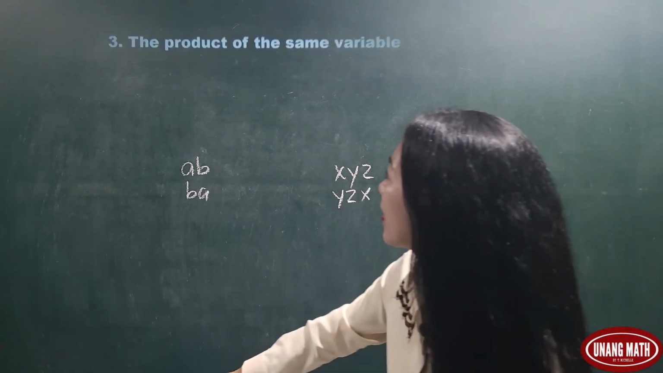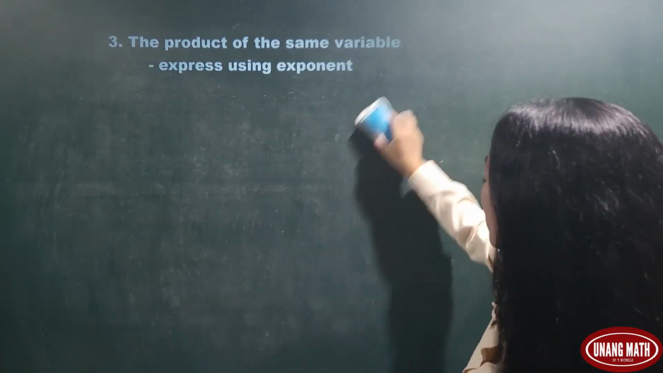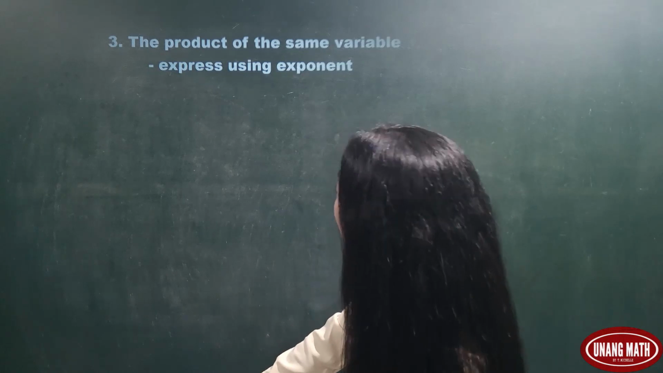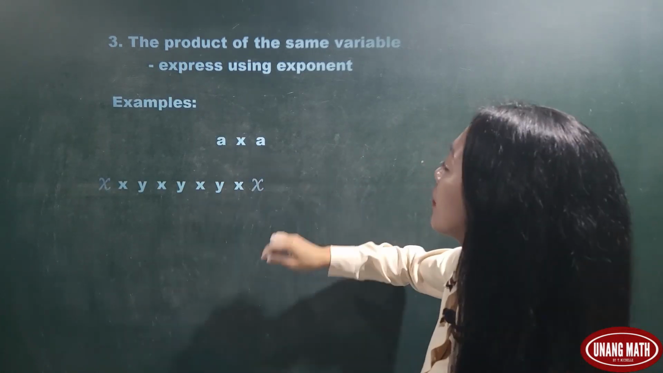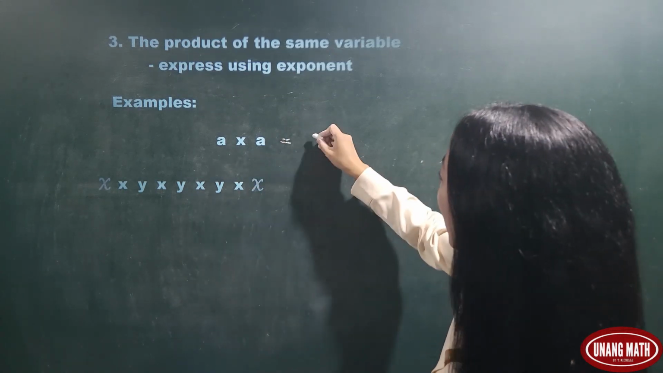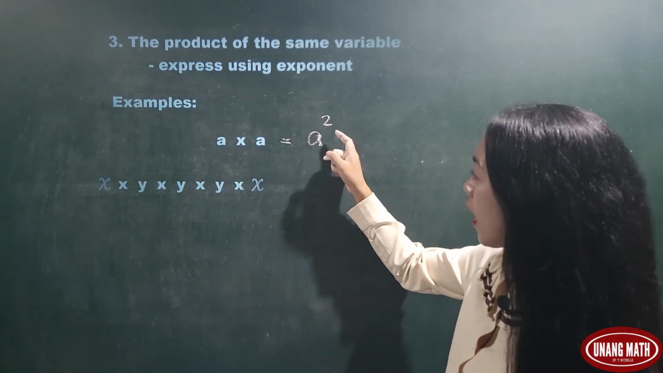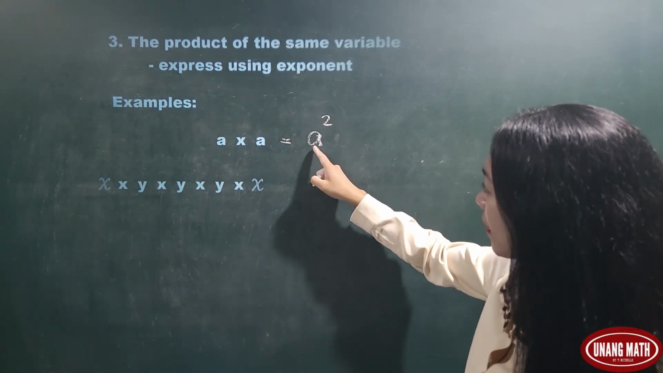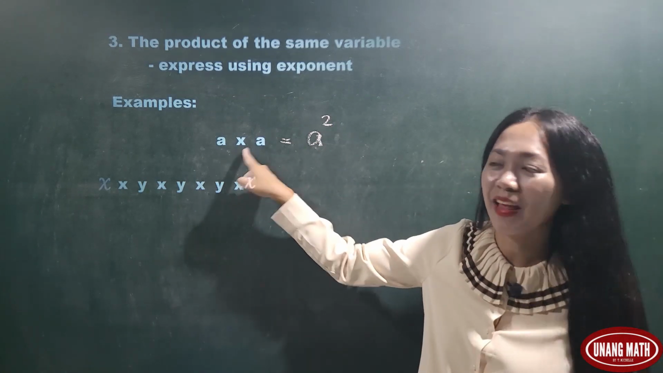Okay, third situation. The product of the same variable. What can we do here? We will express it using an exponent. Example, a times a. We need to express this using an exponent. So a times a is equal to a raised to the power of 2. How many times do we need to multiply a by itself? Two times. So a squared is equal to a times a.